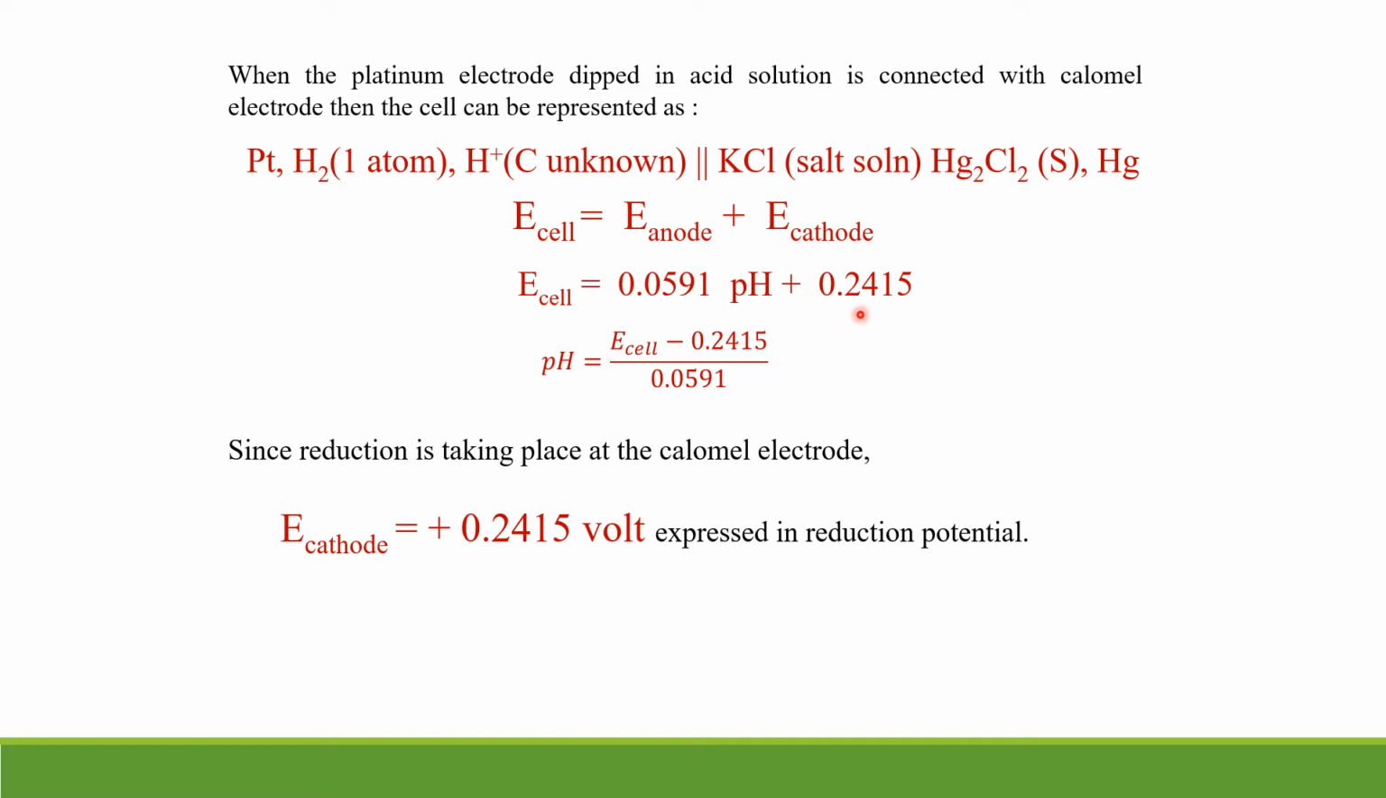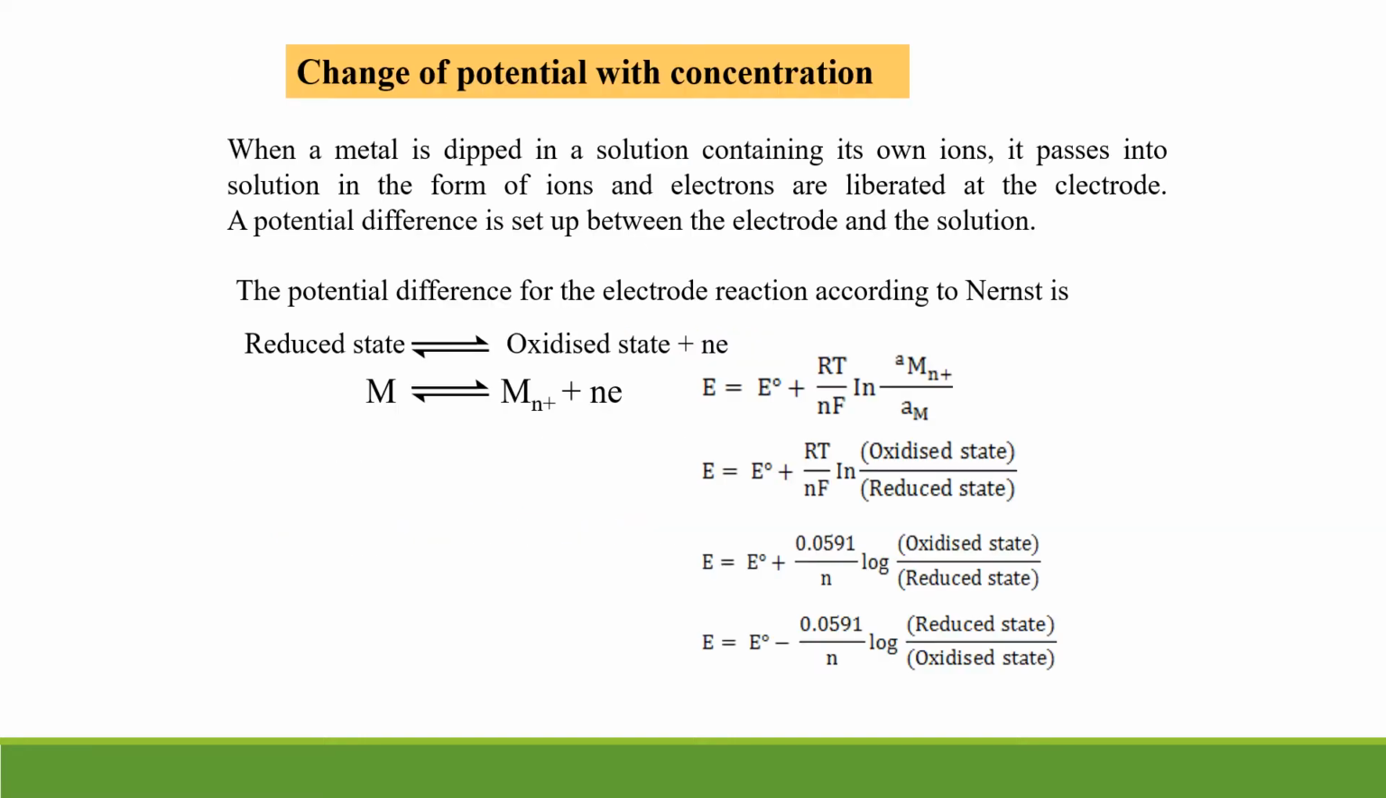So putting the value of EMF of the calomel electrode and the EMF of the hydrogen electrode, you get this particular equation. Now if you solve this equation for pH, the equation becomes pH equals EMF of cell minus 0.2415, divided by 0.0591. With this formula, you can find out the pH of any experimental solution, provided you measure the EMF of that solution. Since reduction is taking place at the calomel electrode, its EMF is represented as plus 0.2415 volt, expressed as reduction potential.